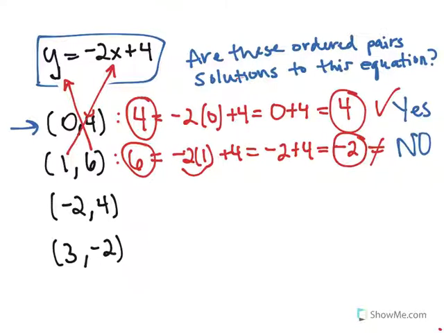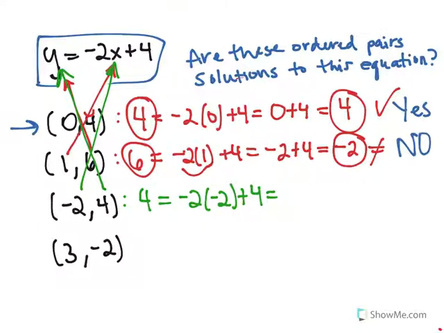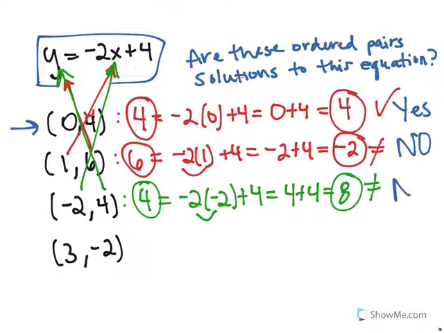And we can continue to do this. So we've got negative 2 in for x and 4 in for y. 4 equals negative 2 times negative 2 plus 4 equals, this is positive 4. 4 plus 4 equals 8. These two values are not equal. So again, no, this is not a solution.